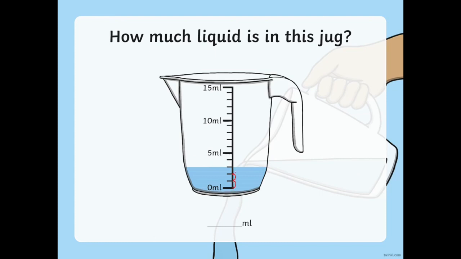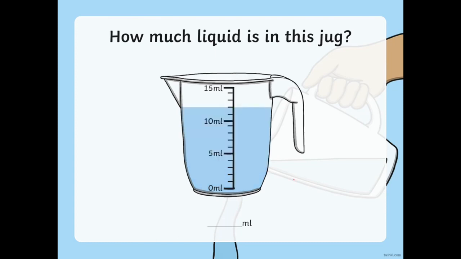1, 2, 3. 3 milliliters it is. Ooh, this one. I don't want to count up all of them. I'm just going to start at 10, and I can see it's 2 more spaces. So what is 2 spaces past 10? It is 12 milliliters.